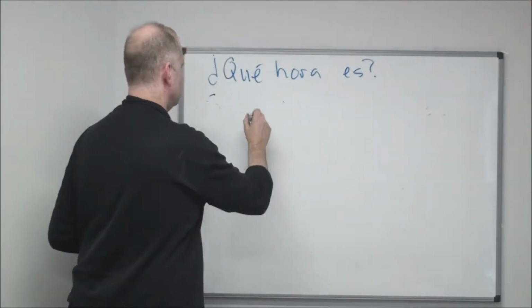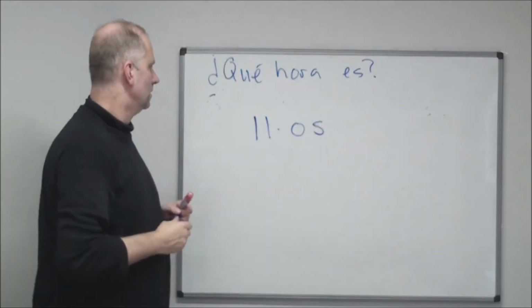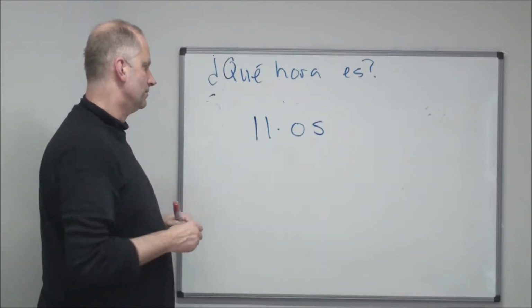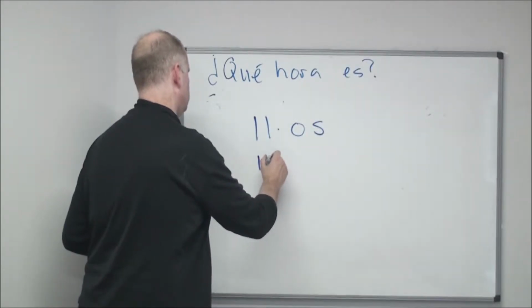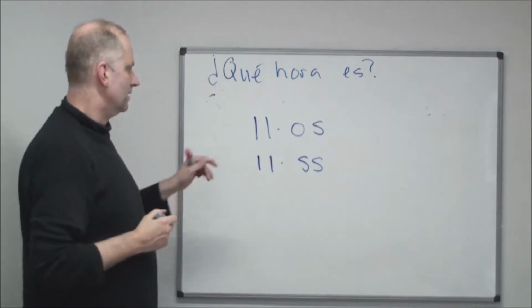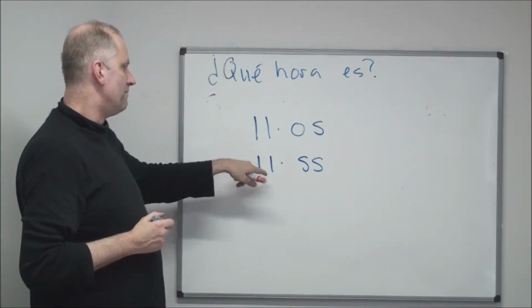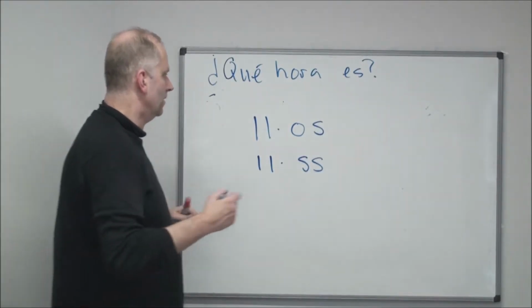¿Qué hora es? ¿Qué hora es? Son las 11:05. ¿Qué hora es? Okay, so it's 5 to 12. Son las 12 menos 5. So it's 12 minus 5.